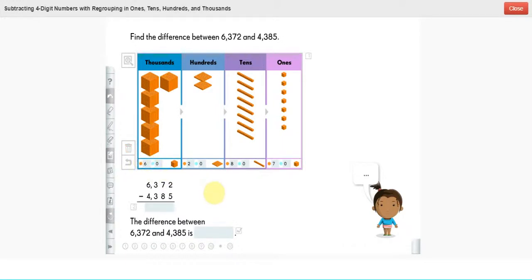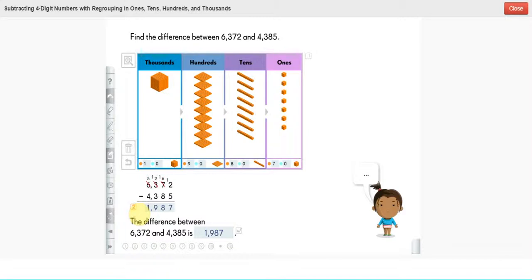Next, we need to subtract 3 hundreds. Once again, we'll need to regroup. I can select one of the thousands to regroup into the hundreds column. Now I can select 3 to subtract. Next, I need to subtract 4 thousands. So visually, we've arrived at our answer, 1,987.